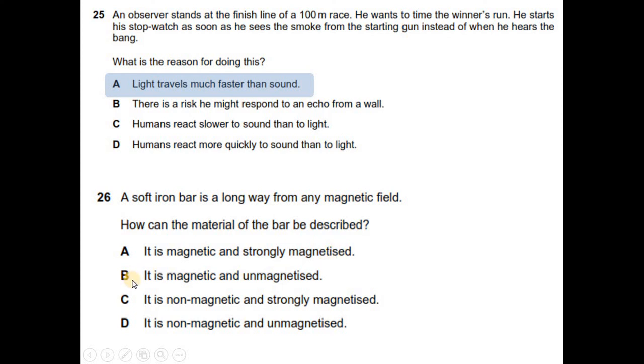So option is B. C and D, you don't waste time on them because they are saying it is non-magnetic. Now, iron is a magnetic material. That's why it is attracted by a magnet. So C and D are immediately gone. You need to think about the difference between A and B. Both are magnetic material, but because it is away from any magnetic field, it cannot be magnetized. It is unmagnetized. Your option is B.